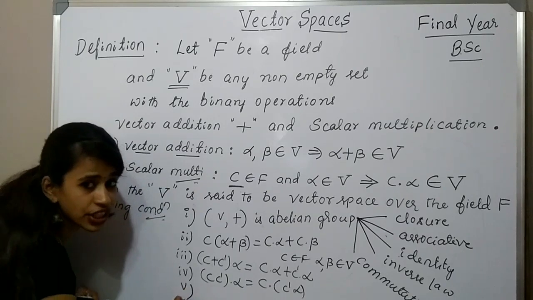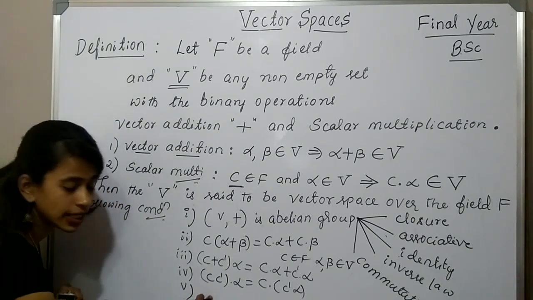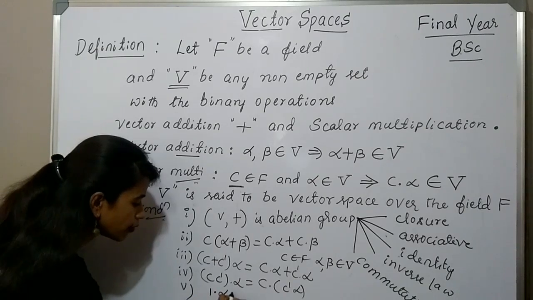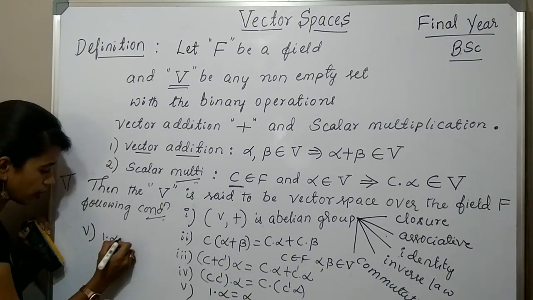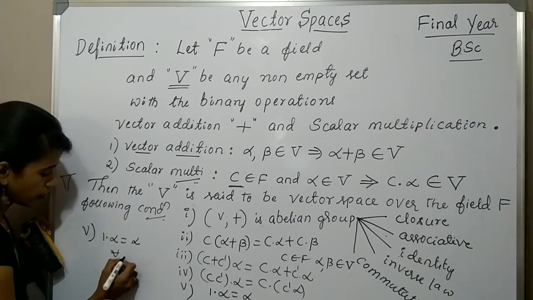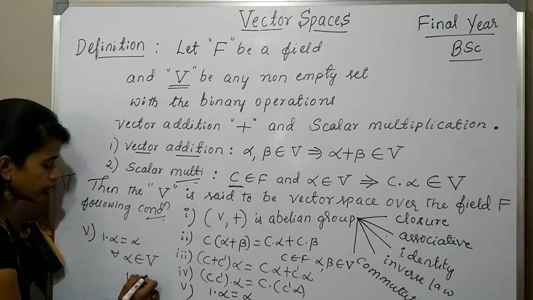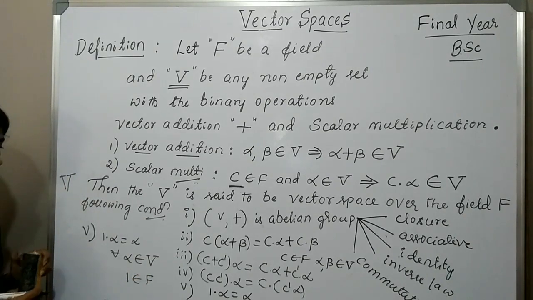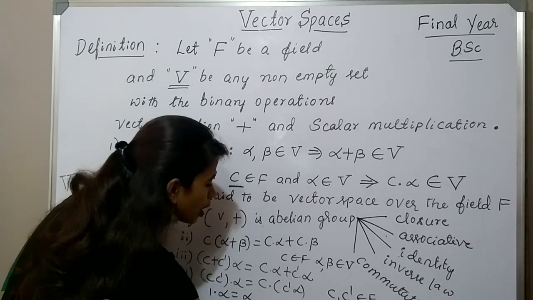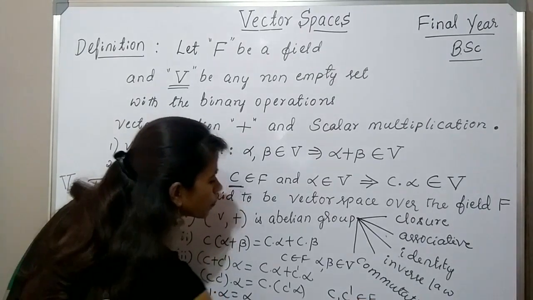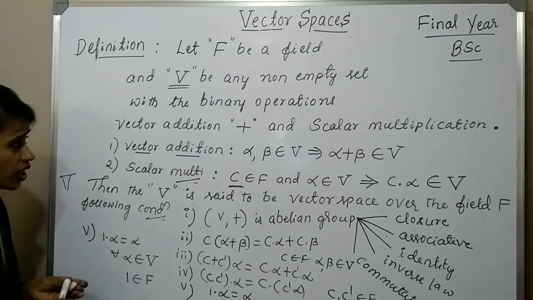So last condition, is it visible? Okay. Last condition is 1 into alpha is equal to alpha. Here I am writing the last condition, 1 into alpha is equal to alpha, for all alpha belongs to V and 1 belongs to the field F. Here also C dash belongs to F and alpha belongs to V. So this is the vector space definition.